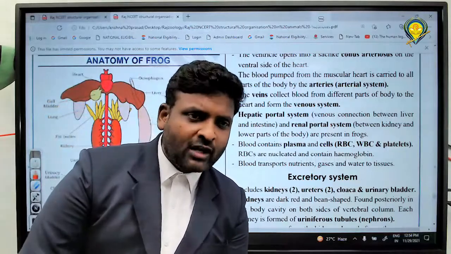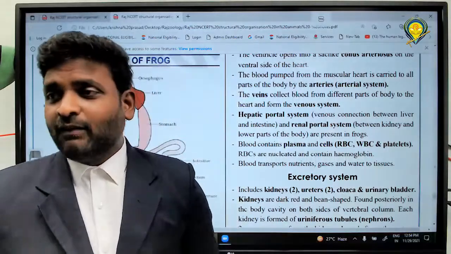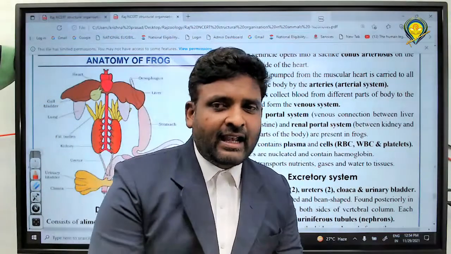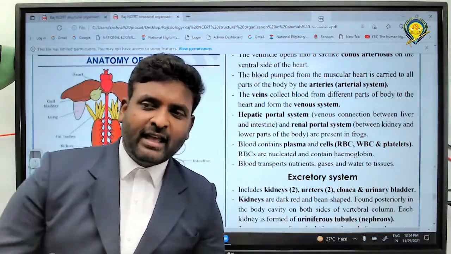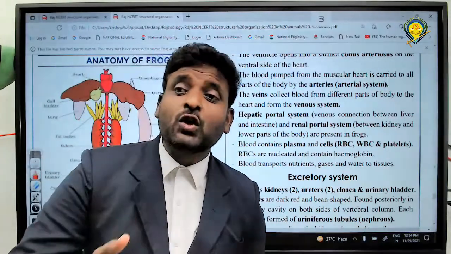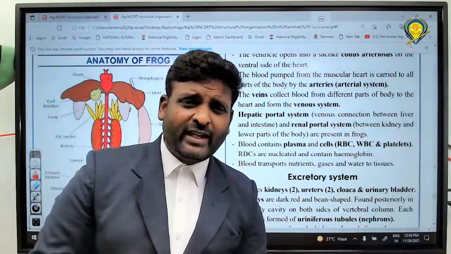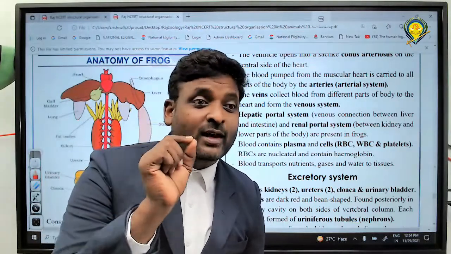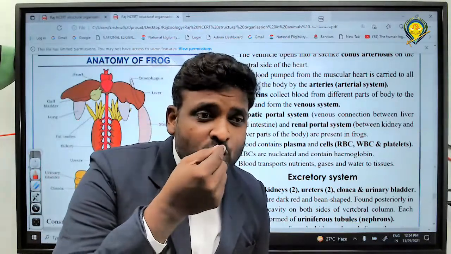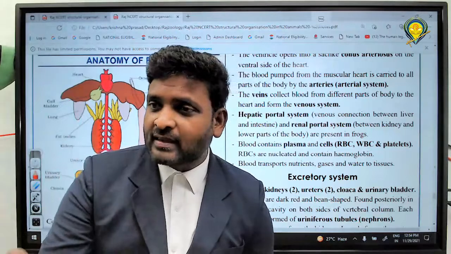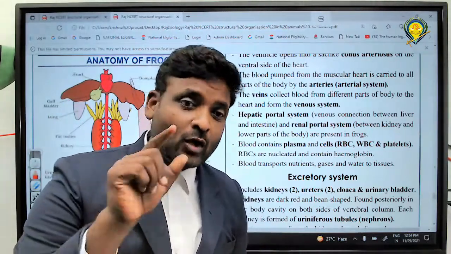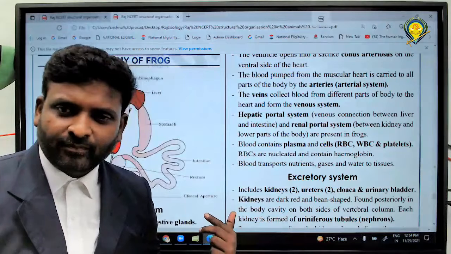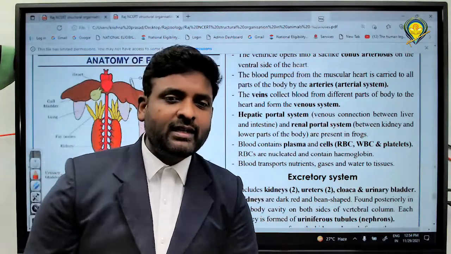Or frog. First what you have to write: it consists of the alimentary canal and associated glands. The alimentary canal is extended from mouth to anus. What does alimentary mean? It's a nutrient-carrying canal, hence it is called the alimentary canal. It extends from mouth to anus here also. And associated glands mean definitely digestive glands.